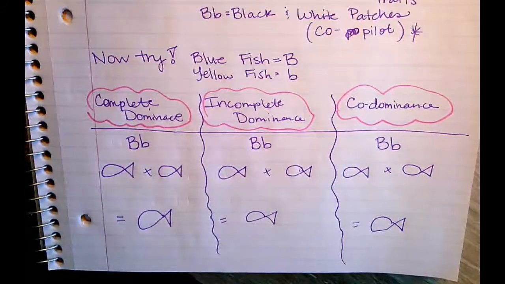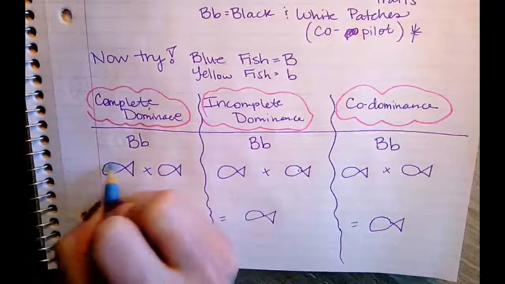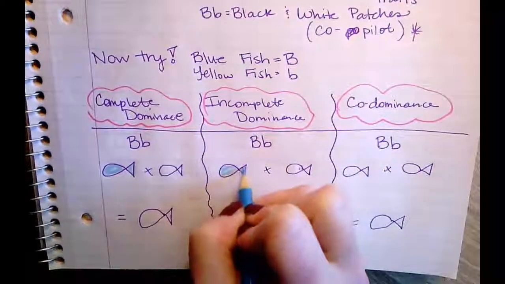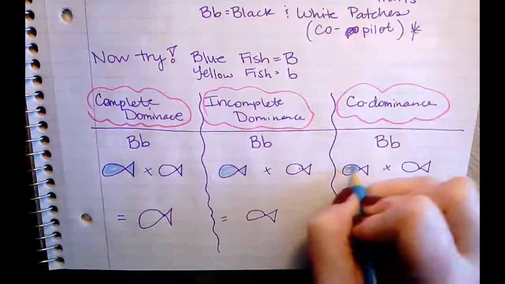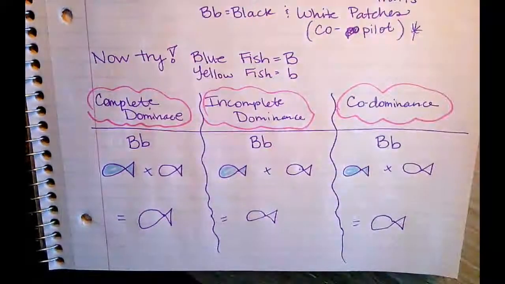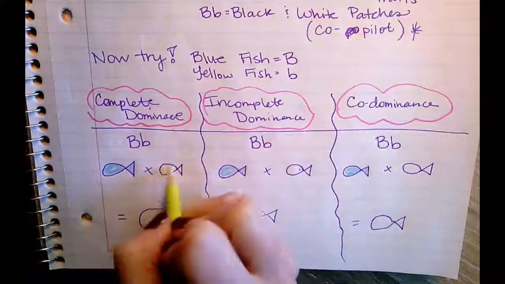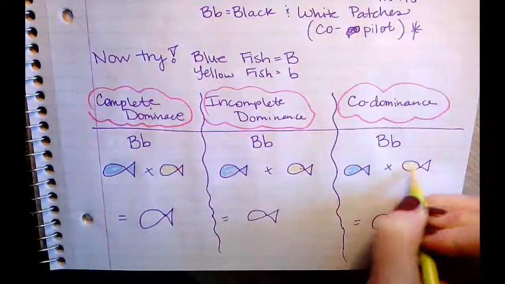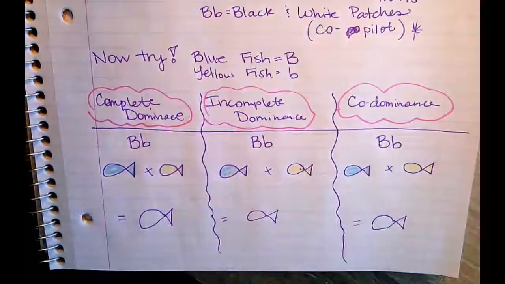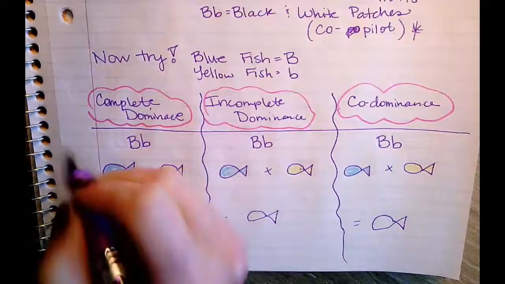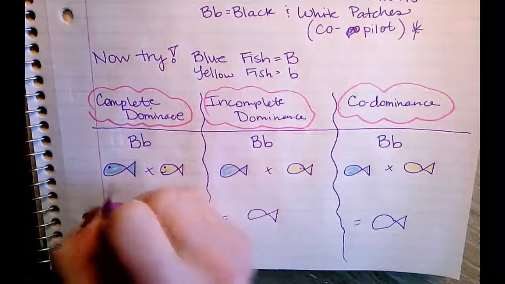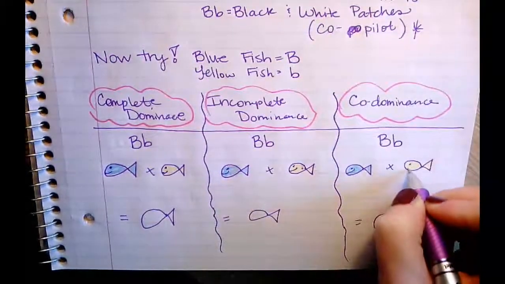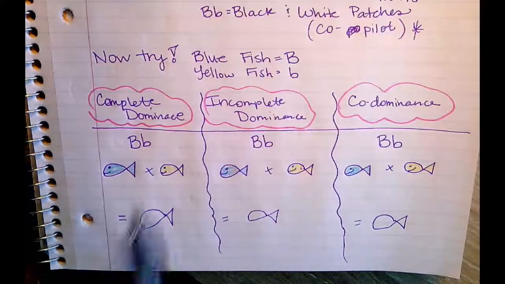So let's say that I cross a blue fish with a yellow fish on each of these examples. Okay, so a blue fish and then a yellow fish. Okay, give them a little eye. And a little mouth. Make my drawings a little bit better. So I'm crossing a blue fish and a yellow fish.